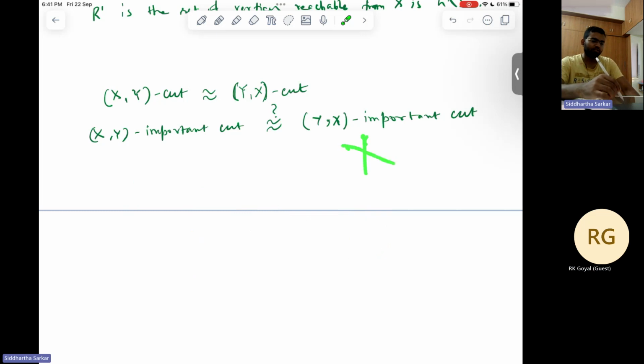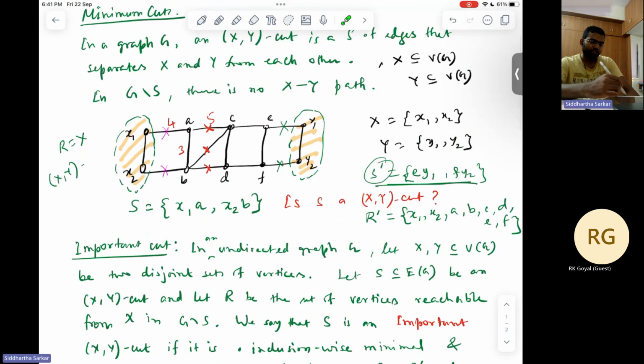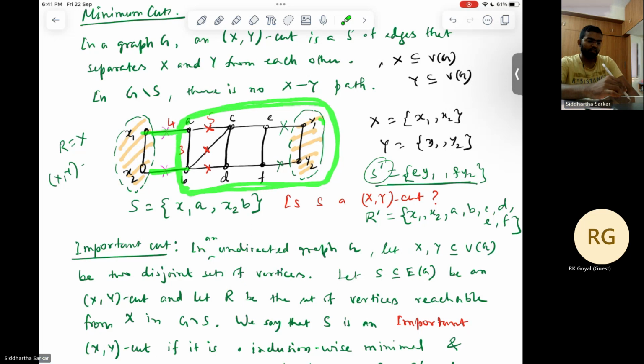In this case we have seen that an important XY cut would be to remove these two edges. But equivalently, an important YX cut would be to remove these two edges, because the component corresponding to Y is as large as possible if we remove the edges x1a and x2b. So the important cut for x comma y is not the same as the important cut for y comma x.